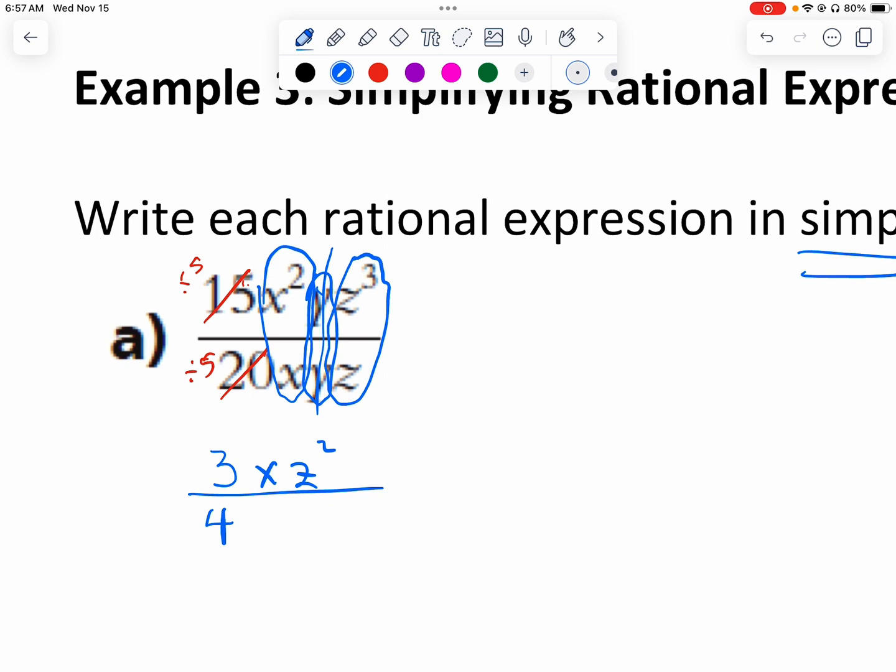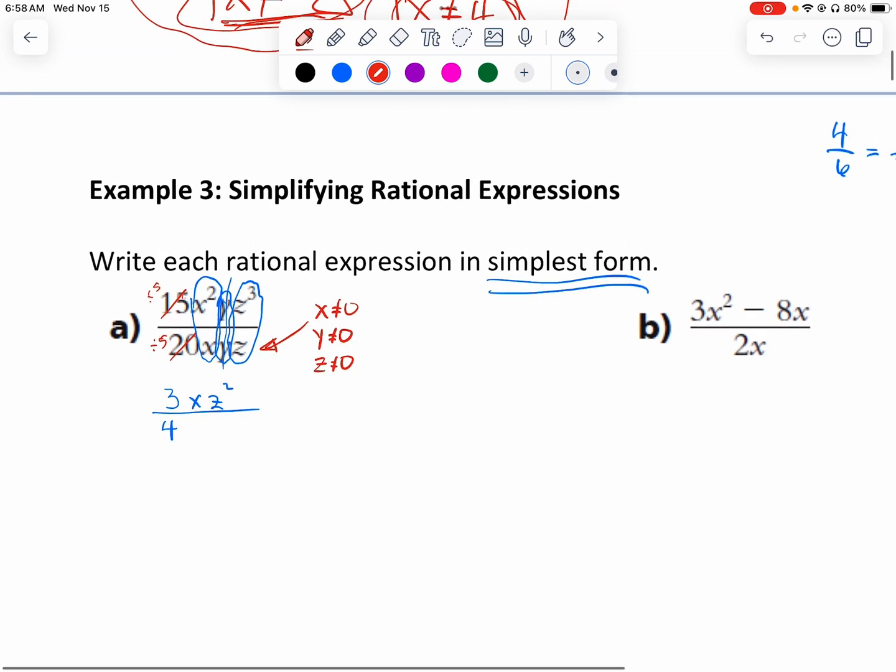Okay. And then that's questions finished. That is simplified. But again, because we have variables in the denominator, we have to define our variables. We have to find those non-permissible values. So what values make this denominator 0? So x cannot equal 0. As soon as it's 0, the entire denominator equals 0. y cannot equal 0, and z cannot equal 0. So we have to state those non-permissible values all the time, even if a question doesn't say to.